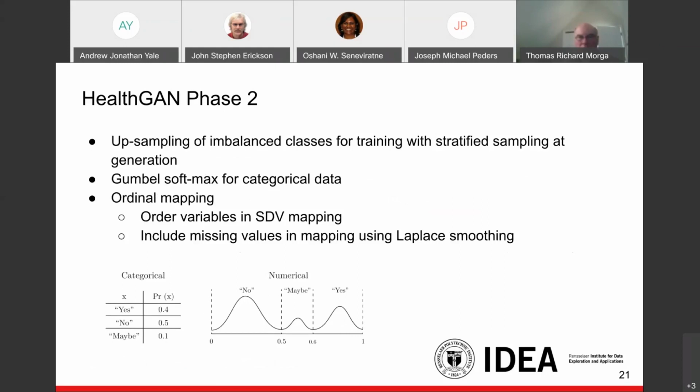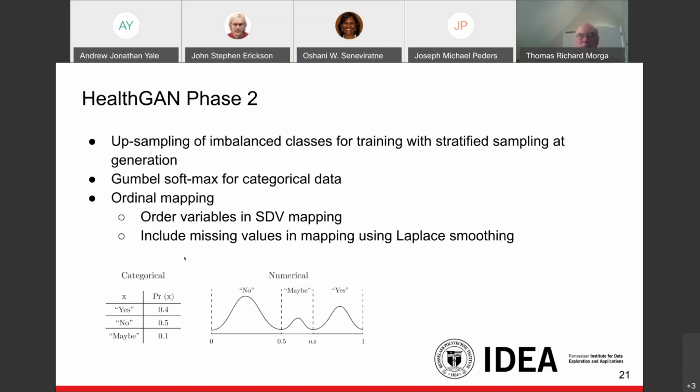That was basically our original formulation, our phase 1 formulation. As we went through and tried this on different data sets, as well as moved up to more complex data sets, we needed to make some improvements to the HealthGAN formulation. So we also introduced ordinal mapping. I'll skip down to this one for now.